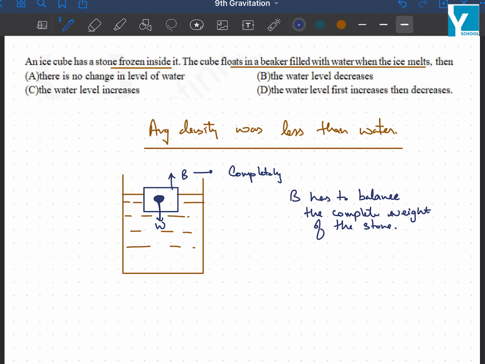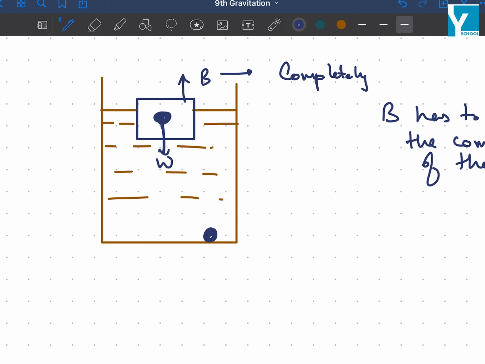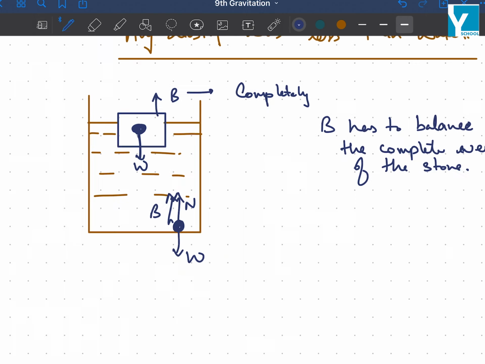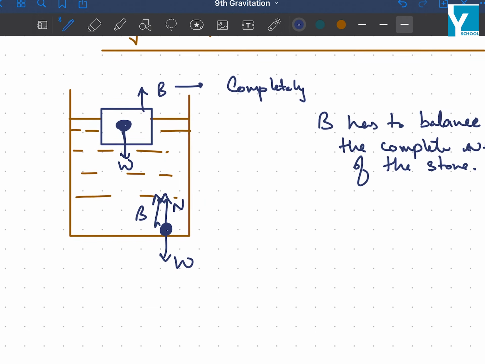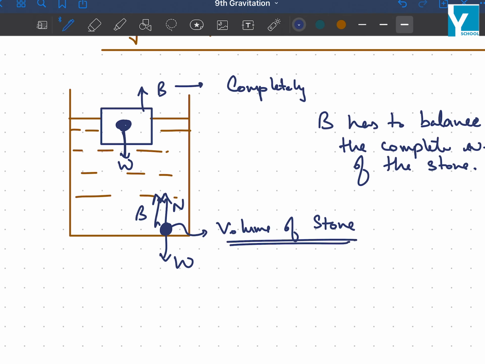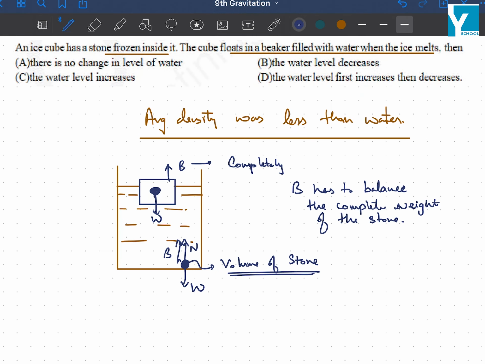Now, what happens is when this ice melts away, this stone will simply drop to the bottom. And in this scenario, there will be some normal force and then some buoyant force, which will be just equal to the liquid the volume of stone displaces. So this will definitely be less because the stone itself would sink in water, which means buoyant force has reduced in the second scenario.